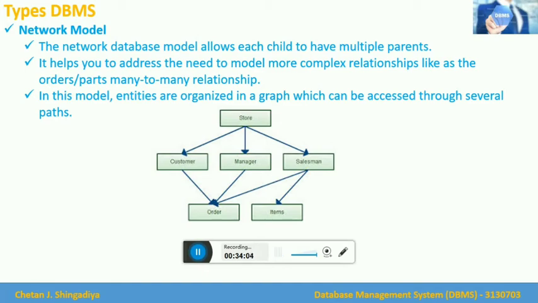In this model, entities are organized in a graph. So here you can see these are the entities: stores, customer, manager, salesman, and they are organized in a graph, which can be accessed through several paths. So if you want to access these entities, we have several paths. So this is what a network DBMS is.